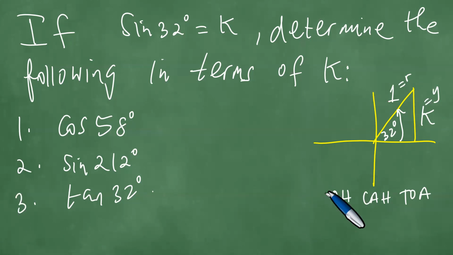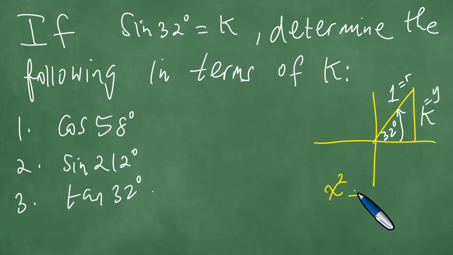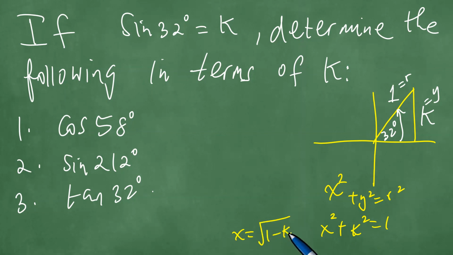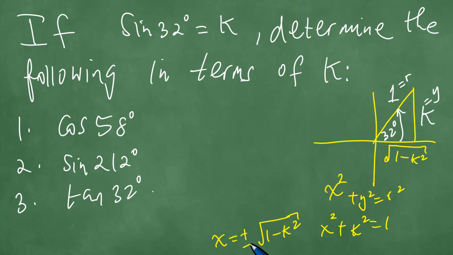To get the X there, let us use a result, the Pythagoras theorem, the Pythagorean relation: X squared plus Y squared is R squared. So you come here, R is 1, Y is K, so X squared is 1 minus K squared, and X is the square root of 1 minus K squared. Ordinarily you're going to have a plus or minus when solving this equation, but because you are in the first quadrant and X is positive, you take only the positive.